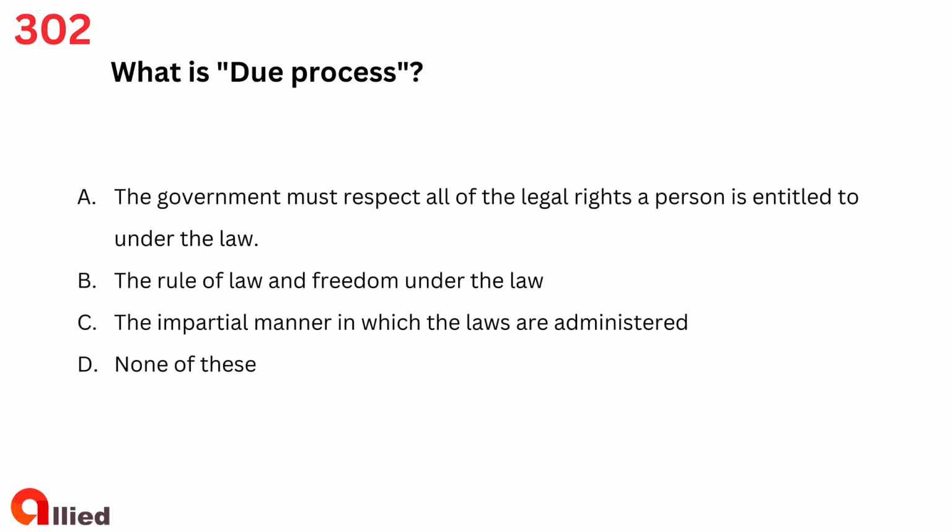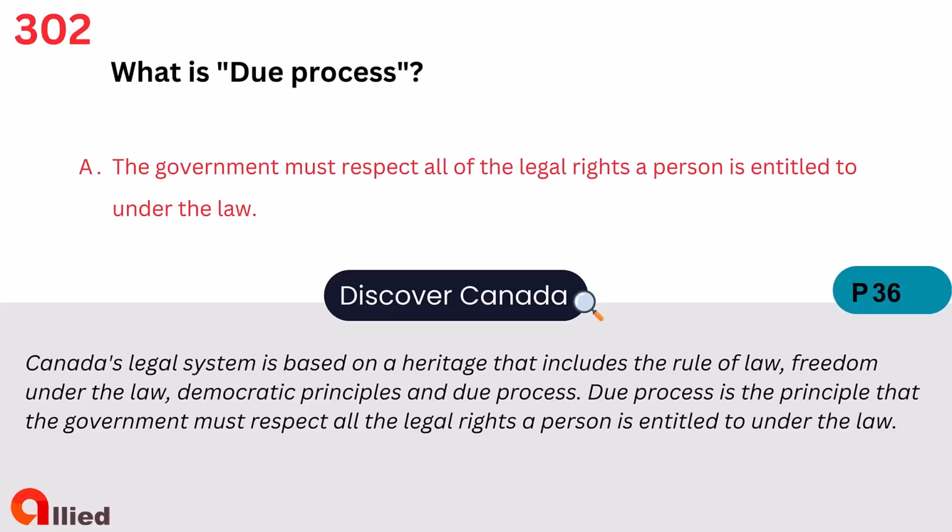Question 302. What is due process? A. The government must respect all of the legal rights a person is entitled to, under the law. B. The rule of law and freedom under the law. C. The impartial manner in which the laws are administered. D. None of these. The answer is A. The government must respect all of the legal rights a person is entitled to, under the law.